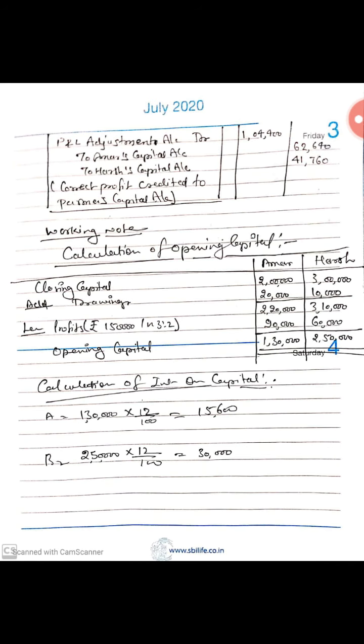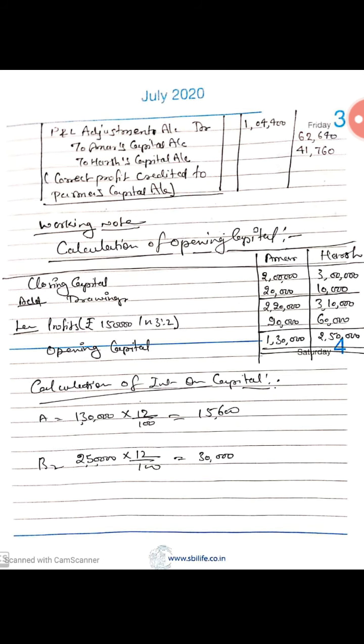Now come to our next entry. Profit and loss adjustment account debit to Amar's capital, to Harsh's capital, 1,44,000: 62,640 and 41,760. Now we will make our working note calculation of opening capital. First of all, we will take the closing capital, then we will add drawings, then profit, then we will get our opening capital. Then we will charge our interest on capital on 1,30,000 and 2,50,000. This will come to 15,600 for A and 30,000 for B.